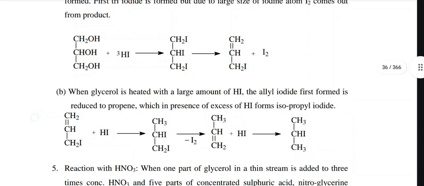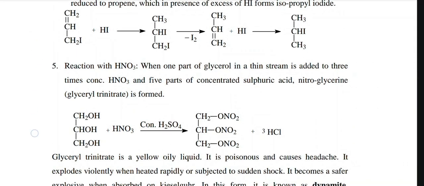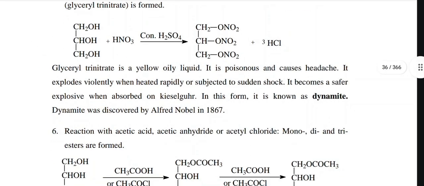When glycerol is heated with a large amount of HI, the allyl iodide first formed is reduced to propene, which in the presence of excess HI forms isopropyl iodide. Reaction with HNO3. When one part of glycerol in a thin stream is added to 3 parts concentrated HNO3 and 5 parts concentrated sulfuric acid, nitroglycerin is formed.